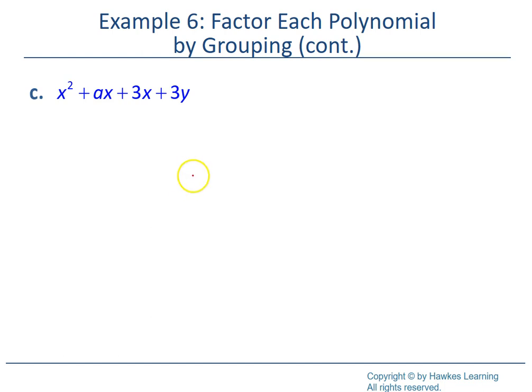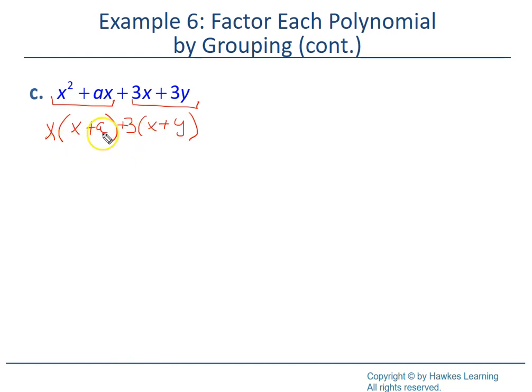Now, let's take a look at this one here. And again, you're trying this to see if it works. So here, out of our first two terms, we can take an x again, and we get x plus a. Now, out of these next two terms, we can take out a 3, and we get an x plus y.